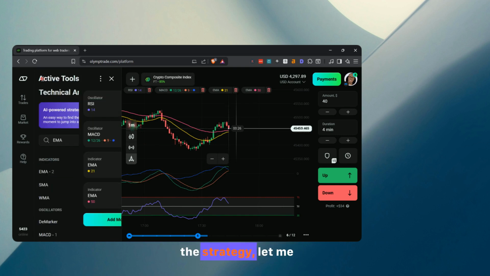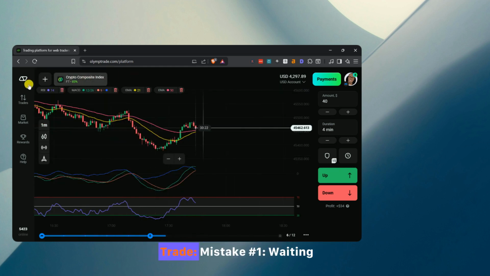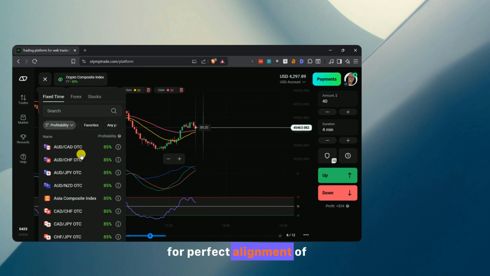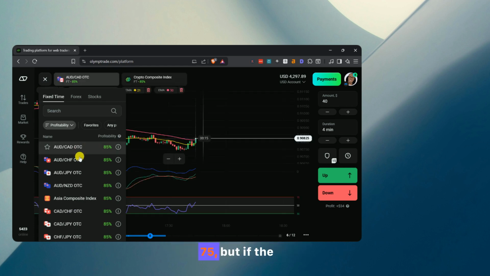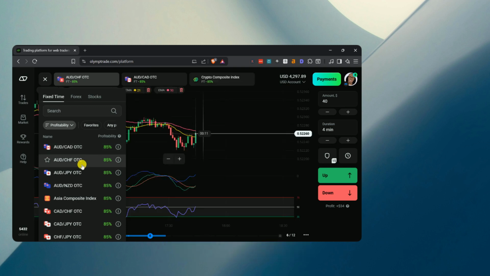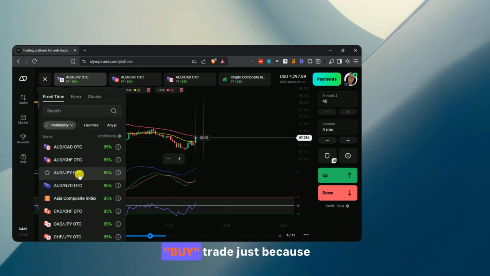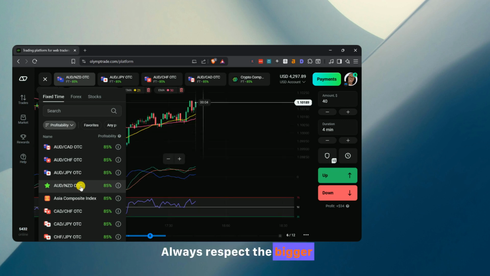Before we wrap up the strategy, let me save you from the three biggest indicator mistakes I see on Olymp Trade. Mistake number 1, waiting for perfect alignment of all indicators. Sometimes RSI might be at 73 instead of 75, but if the other two are screaming sell, don't overthink it. Mistake number 2, taking a buy trade just because RSI is oversold, even though EMA clearly shows a downtrend. Always respect the bigger picture.